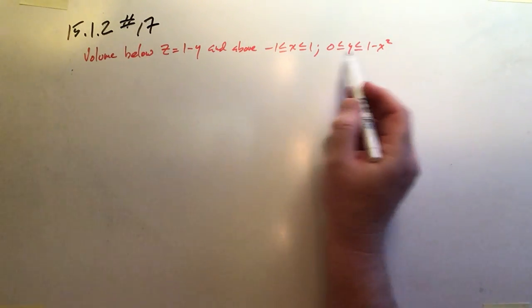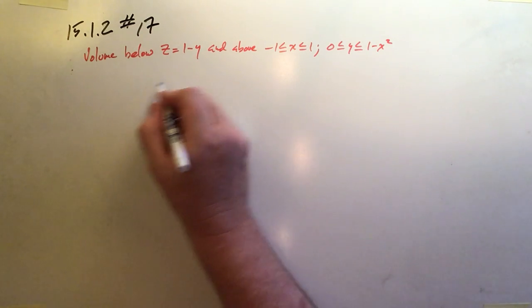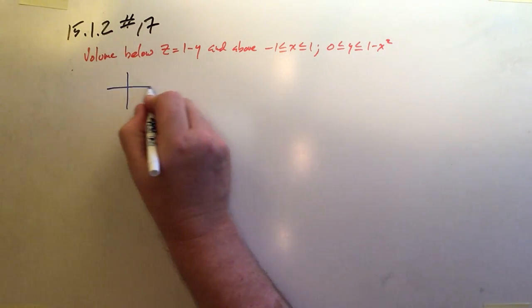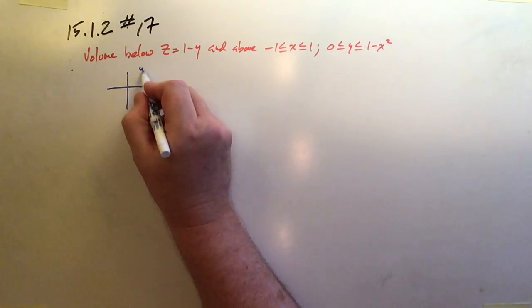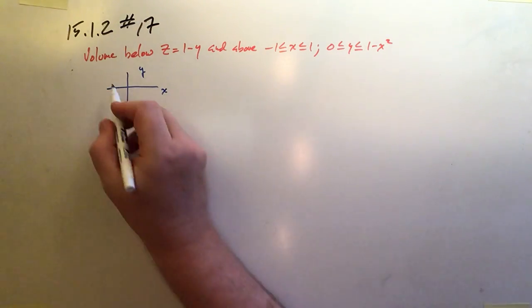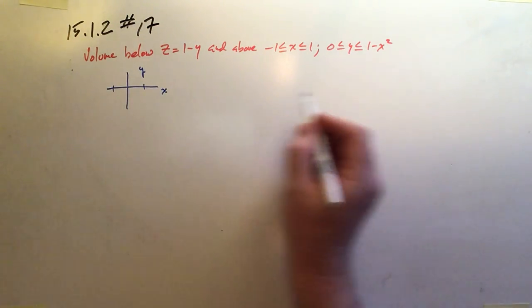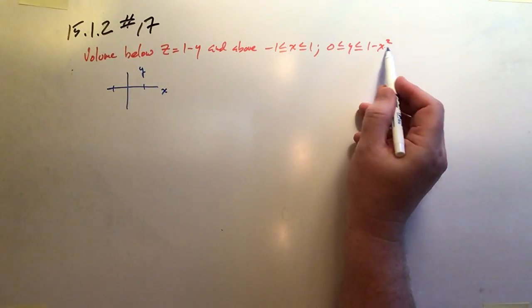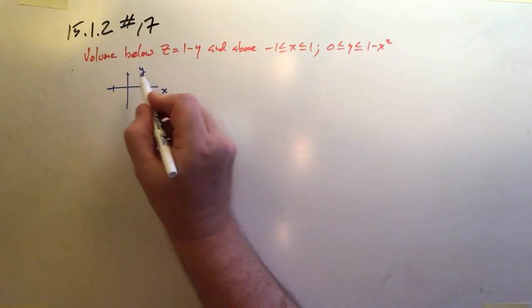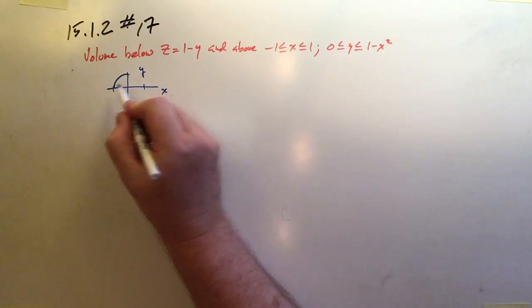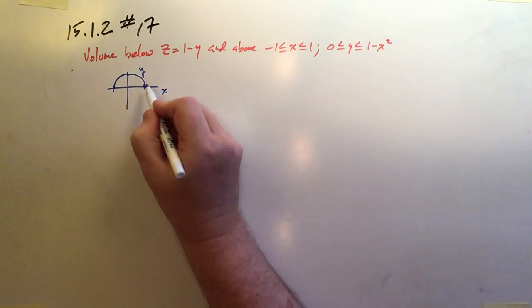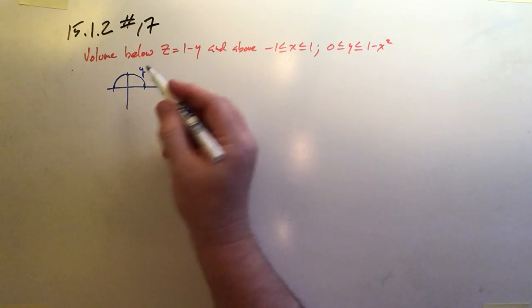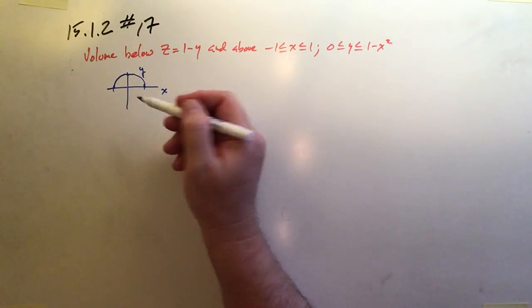They tell us to do it above this region, and if I go ahead and graph it, there's x, there's y. Basically, x goes from -1 to 1, and y goes from 0 to a parabola, 1 minus x squared, which is a parabola that goes through 1 on the y-axis and opens downward. So this becomes the shape in the plane that we want to find the volume above.